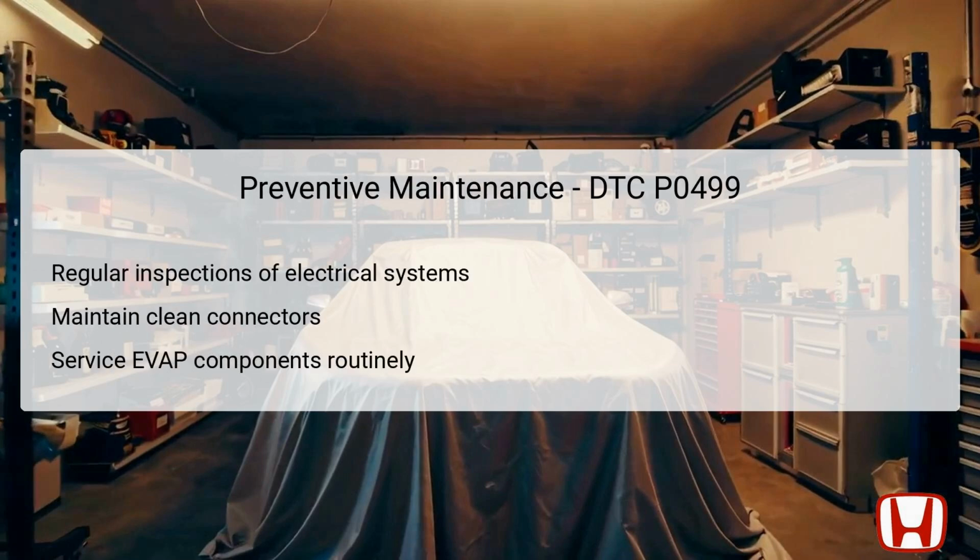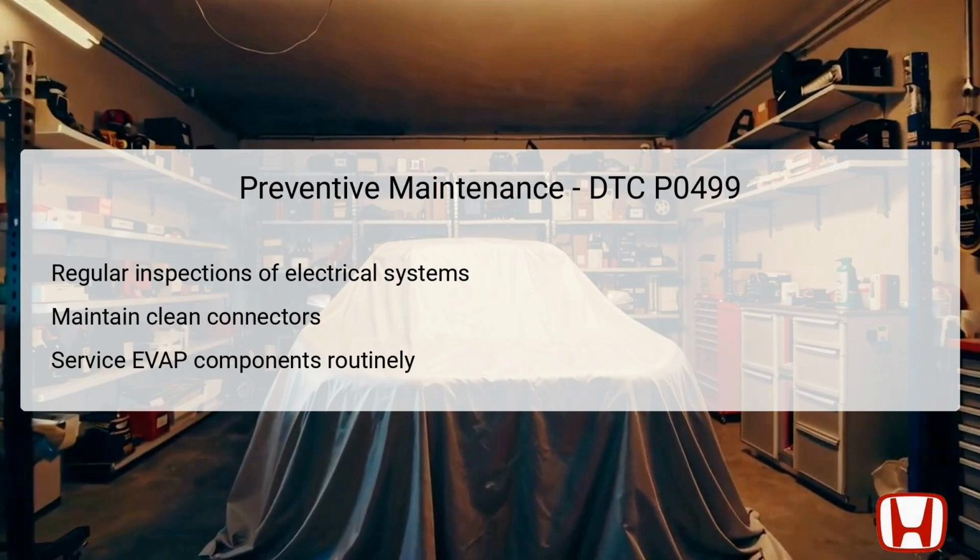To prevent the recurrence of issues like DTC P0499, consistent preventive maintenance is vital. Technicians should conduct regular inspections focused on electrical systems relevant to the EVAP, ensuring that all wiring and connectors are intact and free from corrosion. Maintaining cleanliness around the connectors reduces the risk of electrical faults caused by dirt or moisture entering critical connections.